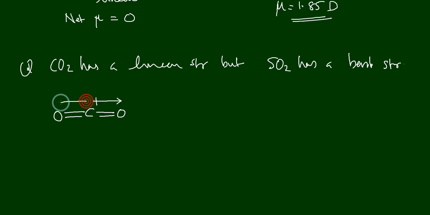Here this carbon oxygen bond will also be an electric dipole. Direction is from carbon to oxygen. So what will be the net dipole moment? There are two dipole moments. These two dipole moments have the same value, but they are in different directions. So what will be the net dipole moment? Net dipole moment mu will be equal to 0.